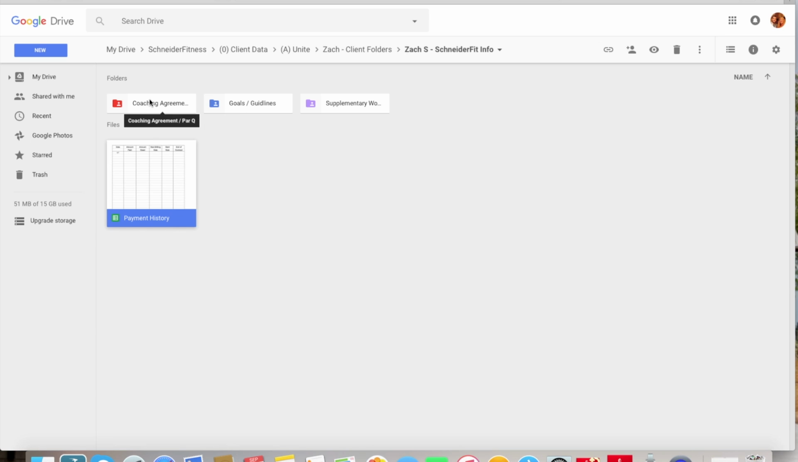All right, so those are the documents. Coaching agreement and Part Q as a can view, your copies to keep for yourself. The goals and guidelines, that is yours to edit, to change these, to fill these out, and then we can talk about them because we can see these then. We can share these with you. And then the payment history, our current and most up-to-date payment history, going back to when we all started this at the beginning of September.